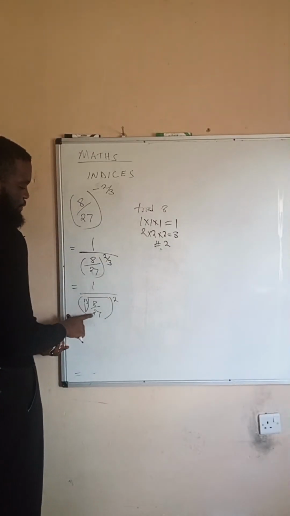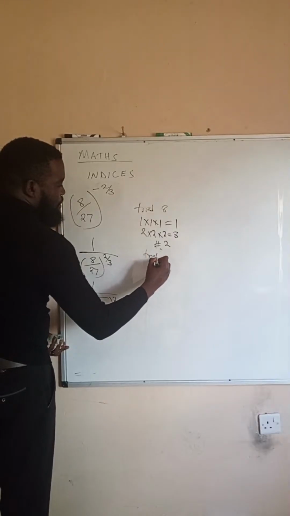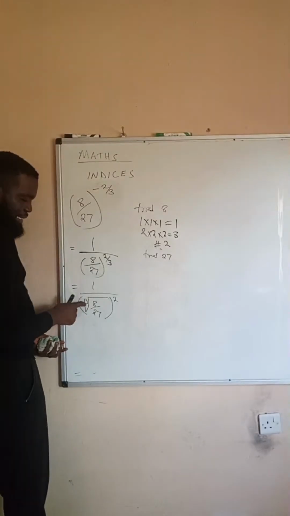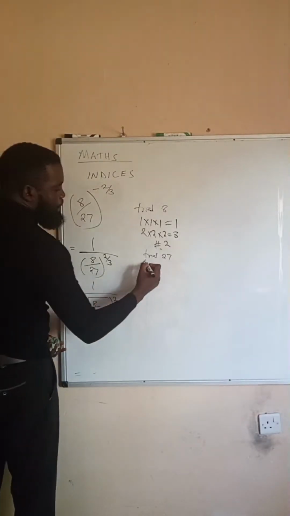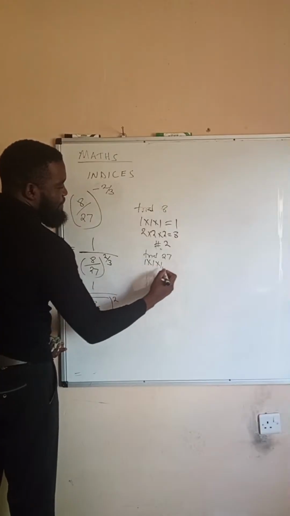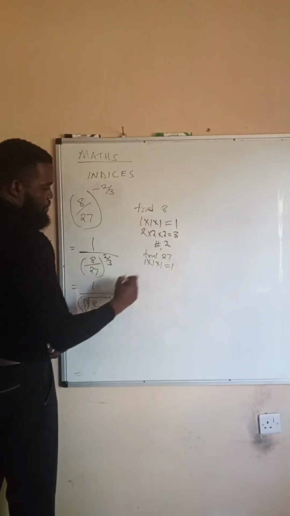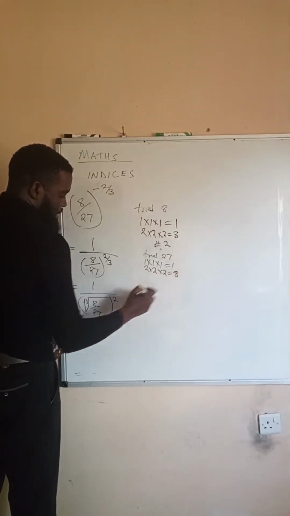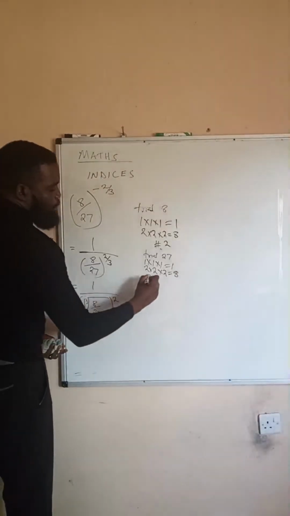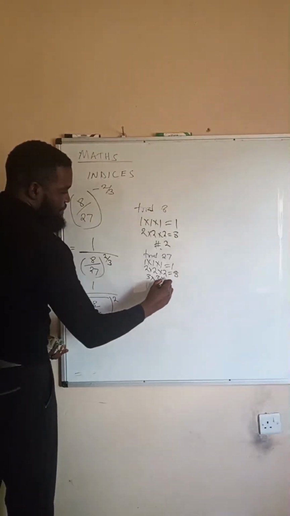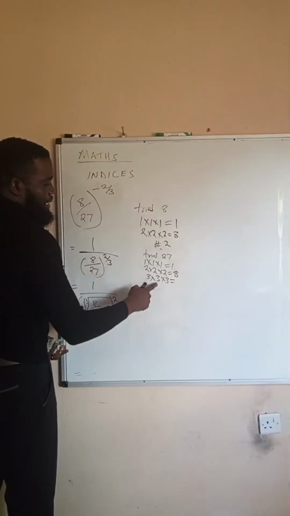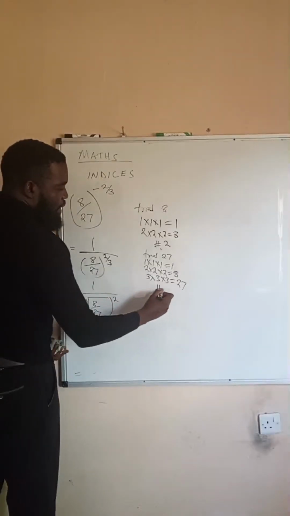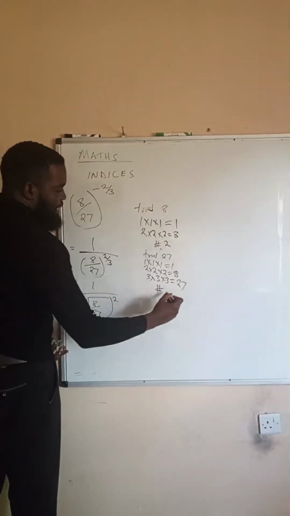Then I have to look for trials for 27. A number that I have to multiply 3 times to get 27. I start with 1. 1 times 1 times 1 gives me 1. Do I have 1 here? No. I go to 2. 2 times 2 times 2 gives me 8. Do we have 8 here? No. I go to 3. 3 times 3, 9 times 3, 27. Do we have 27 here? Yes. So the trial number that has worked to give me 27 is 3.